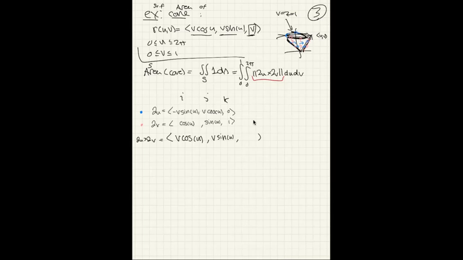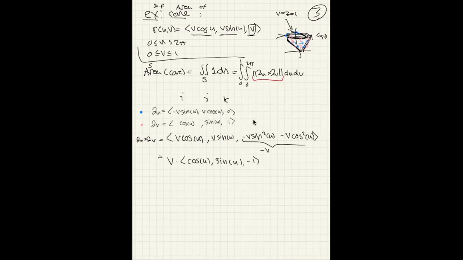And on the last piece, well, I'll actually write it out. It's actually going to be negative v sine squared of u minus v cosine squared of u, and this just becomes negative v. So I'm going to factor v out of the entire thing. I'm looking at v times cosine of u, sine of u, comma negative 1. This is my partial u cross partial v vector field. This is my cross product. This is my cross vector field.